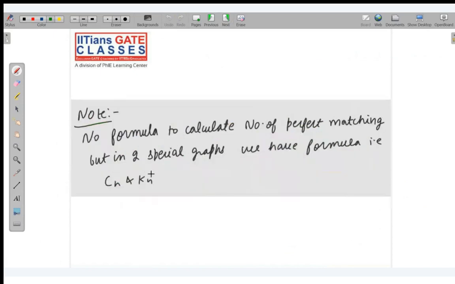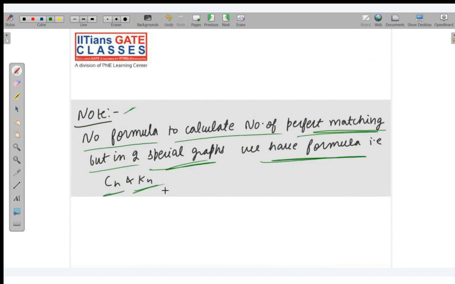Okay. So this is a very beautiful note. There is no formula to calculate the number of perfect matchings, but in two special graphs we have a formula, that is for Cn and Kn. I will tell you that formula in the next slide. Whether we have a perfect matching or not, we can check that out. But to find the number of perfect matchings, there is no formula. But for Cn and Kn, we have that formula, and I will tell you in the next slide. Take snapshot.